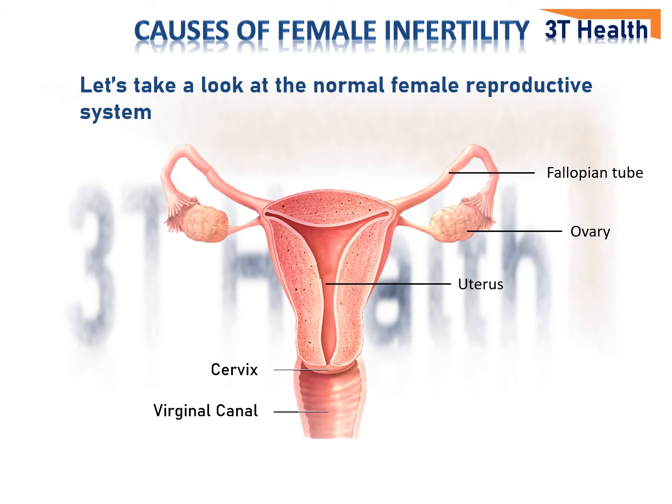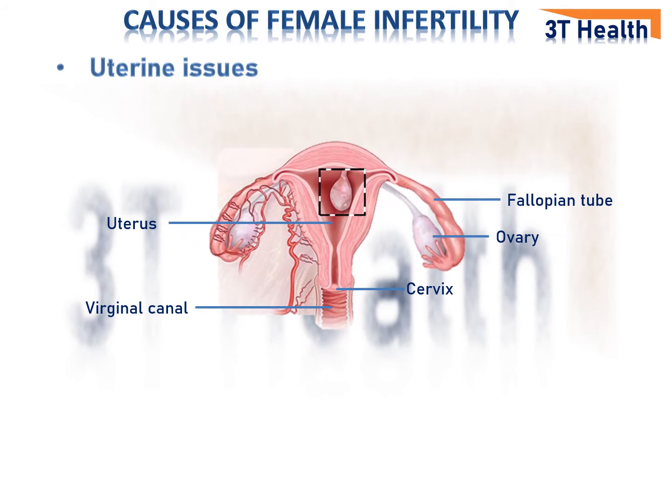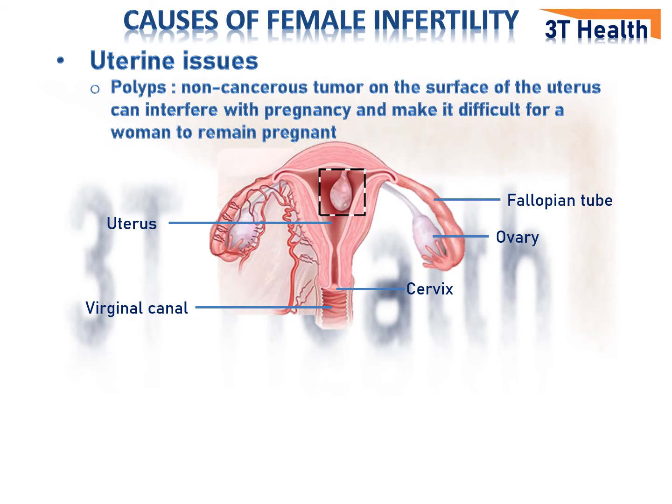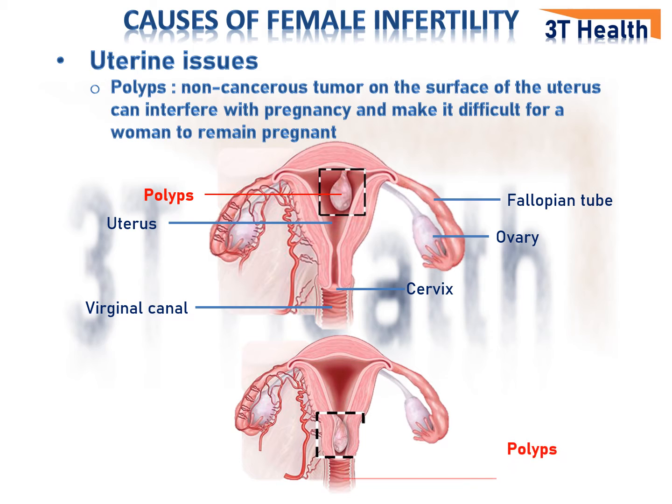We now want to look at what causes female infertility. We have uterine issues. Now, among uterine issues, you have polyps. Polyps are non-cancerous tumors on the surface of the uterus, and this can interfere with pregnancy and make it difficult for a woman to remain pregnant. As you can see in the picture, there is a polyp, and in the second scenario, you also have another polyp.